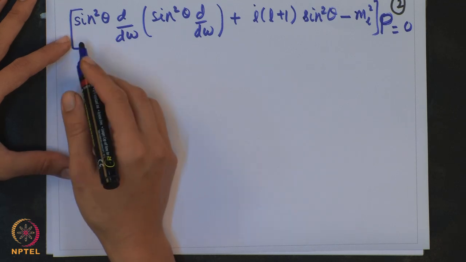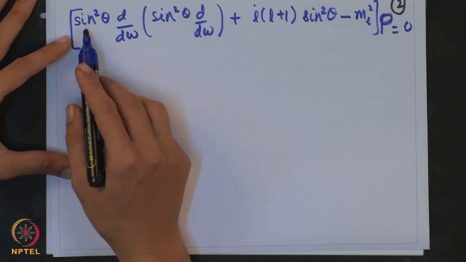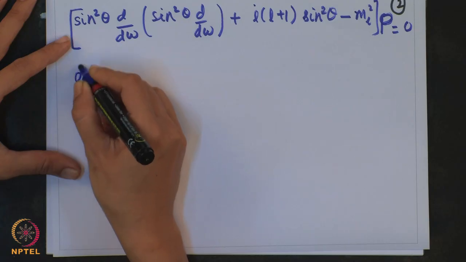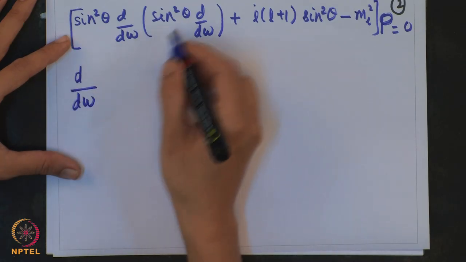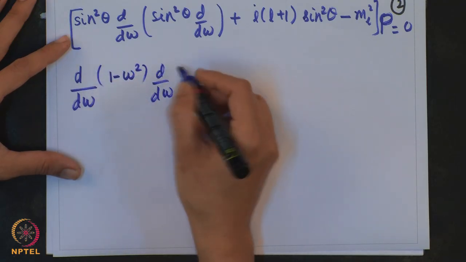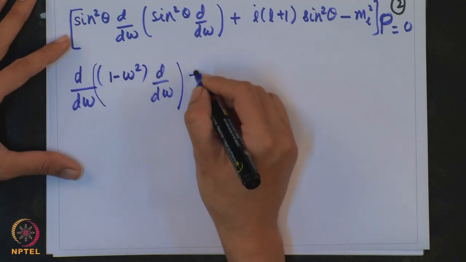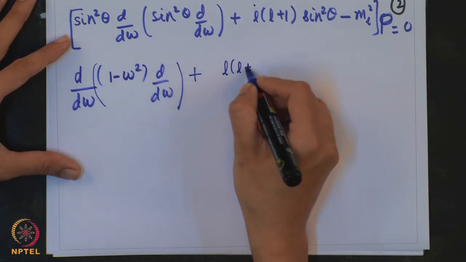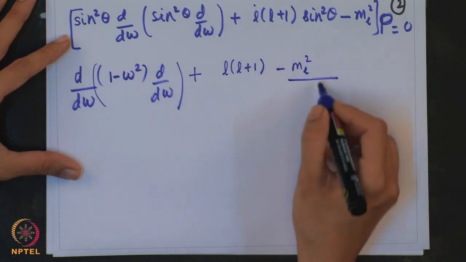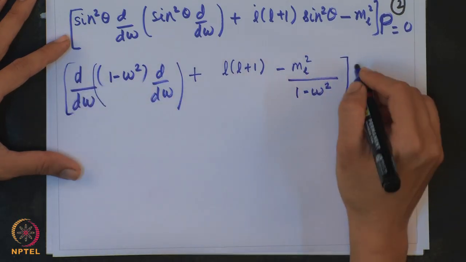Now, what we do is divide throughout by sin square theta, and make the substitution for omega, which we have not done yet. So, d by d omega of sin square theta is 1 minus omega square d by d omega, this entire term, plus L into L plus 1. I am dividing by sin square theta, so I will have ml square upon sin square theta, which is nothing but 1 minus omega square, and here there is a P.